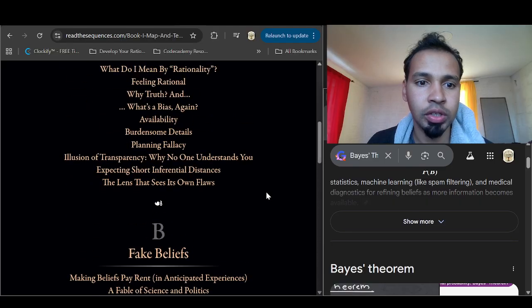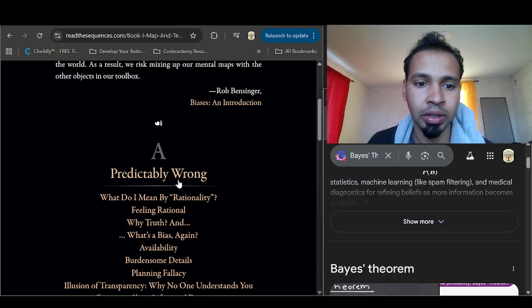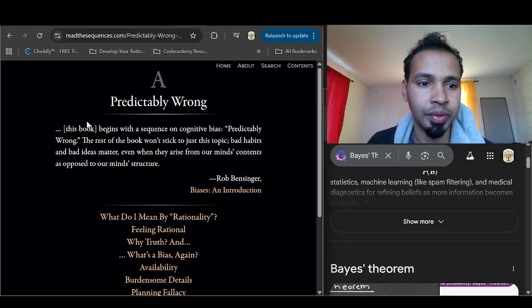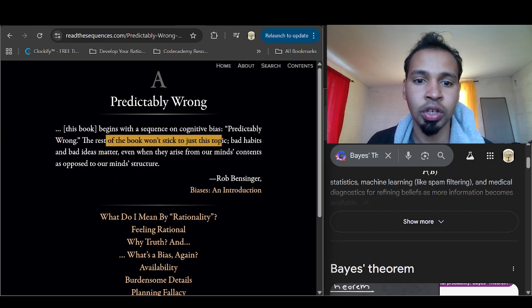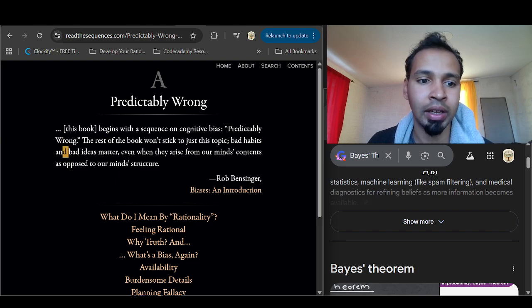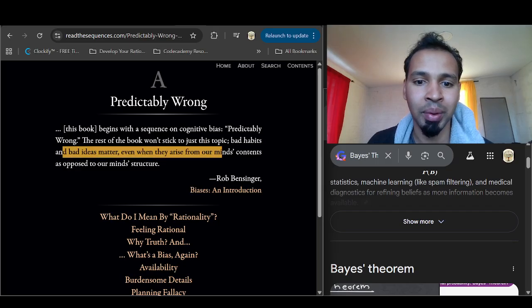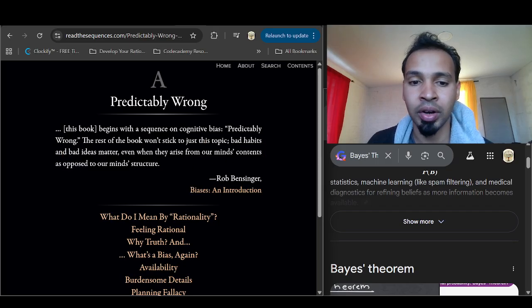So what we're going to do is jump into section A, Predictably Wrong, and see what he has to say. This is the first section of book 1. This book begins with a sequence on cognitive bias, Predictably Wrong. The rest of the book won't stick to just this topic. Bad habits and bad ideas matter, even when they arise from our mind's content as opposed to our mind's structure. So already there's a very interesting implication there, which is that our mind's content is different than our mind's structure.